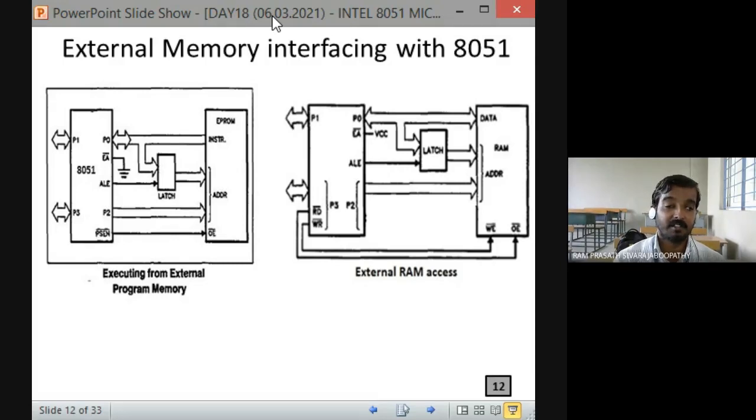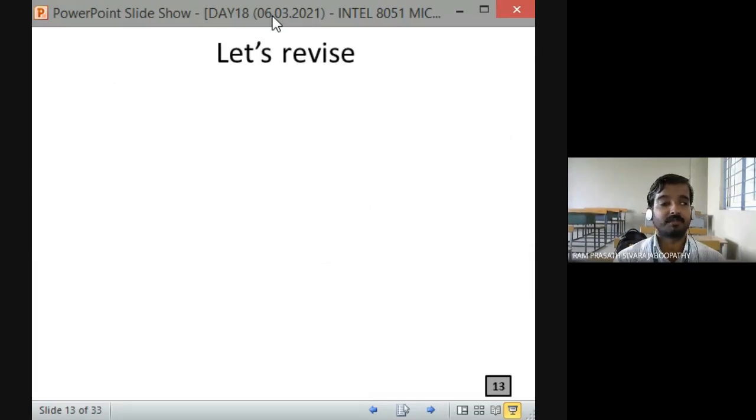Yes, fine. So, in the class, what have we seen till now? How the memory is organized. Fine. Then how the internal RAM memory is organized. Fine. Then we have discussed how to interface the external program memory with 8051 and external RAM memory with 8051. Fine. Now we will have some questions.